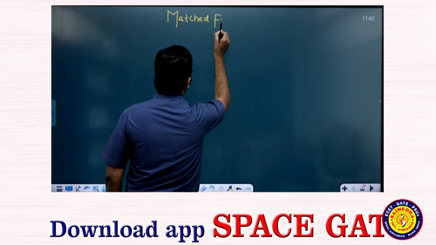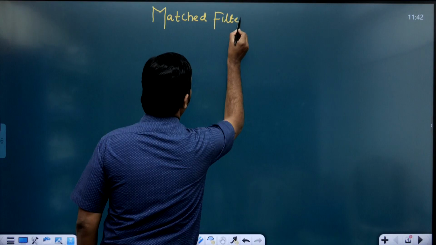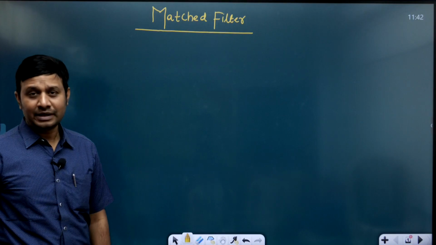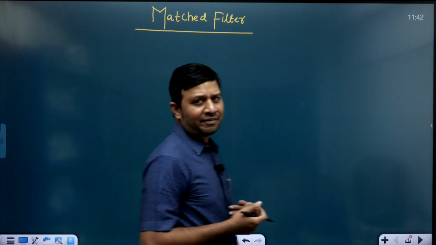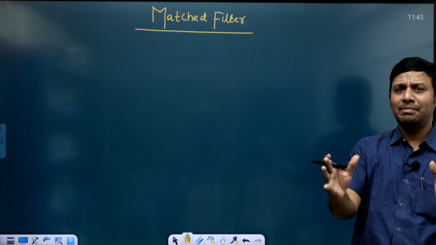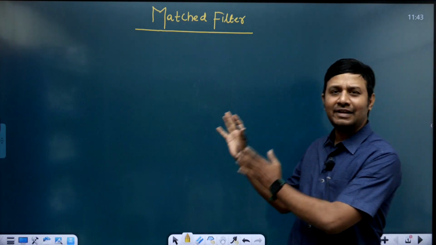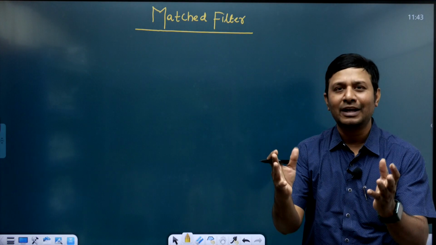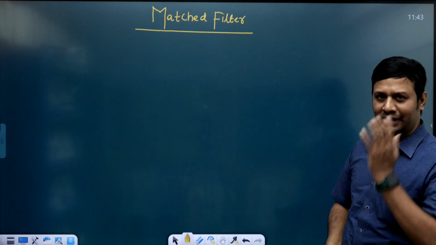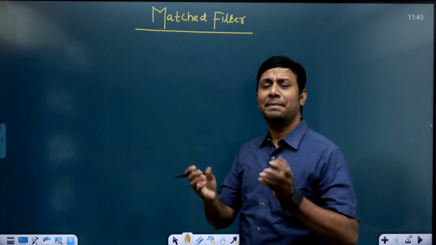See, if you observe any competitive exam, a question from matched filter is compulsory, and the students feel difficulty with this topic called matched filter, but I am very much confident that after listening to the lecture you will fall in love with matched filter. Now let's start matched filter, and we'll start from very basic.